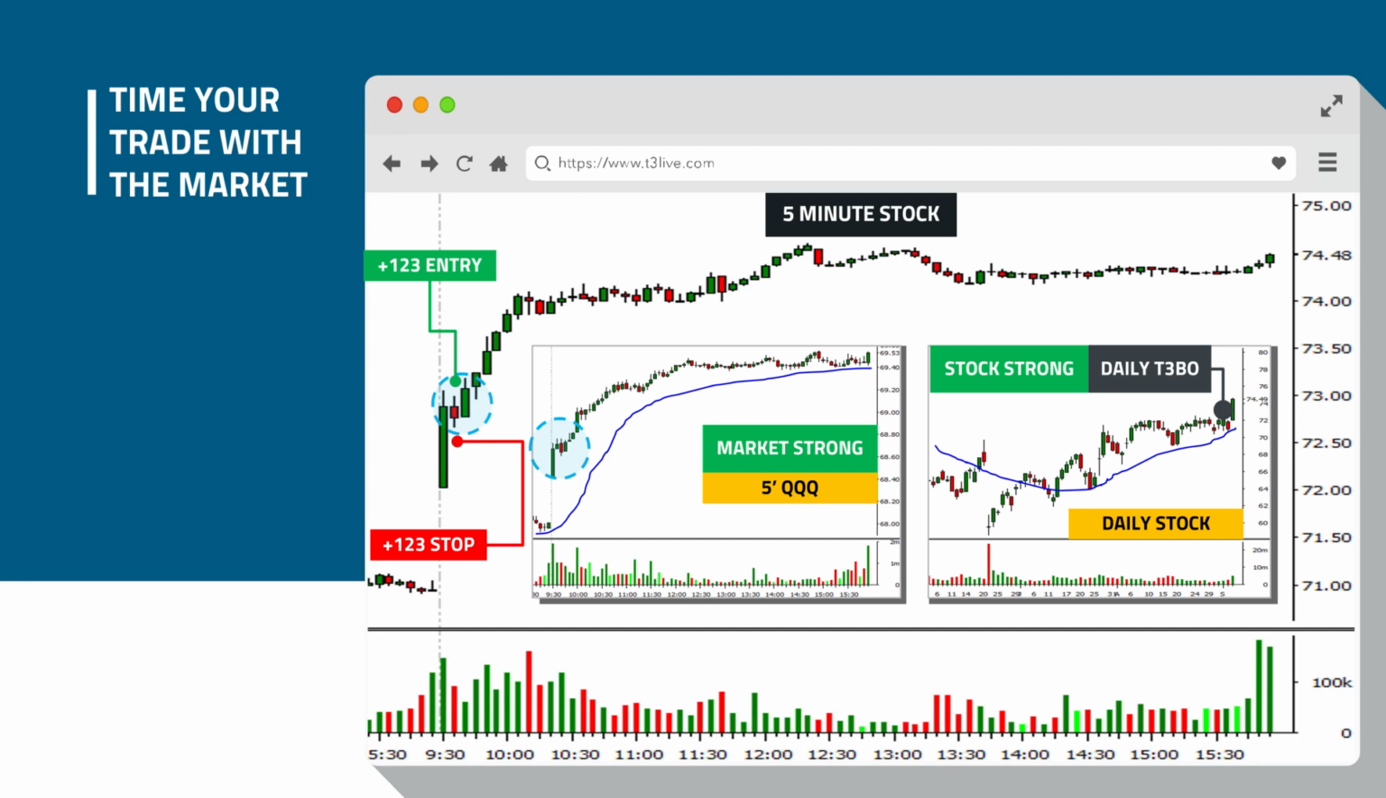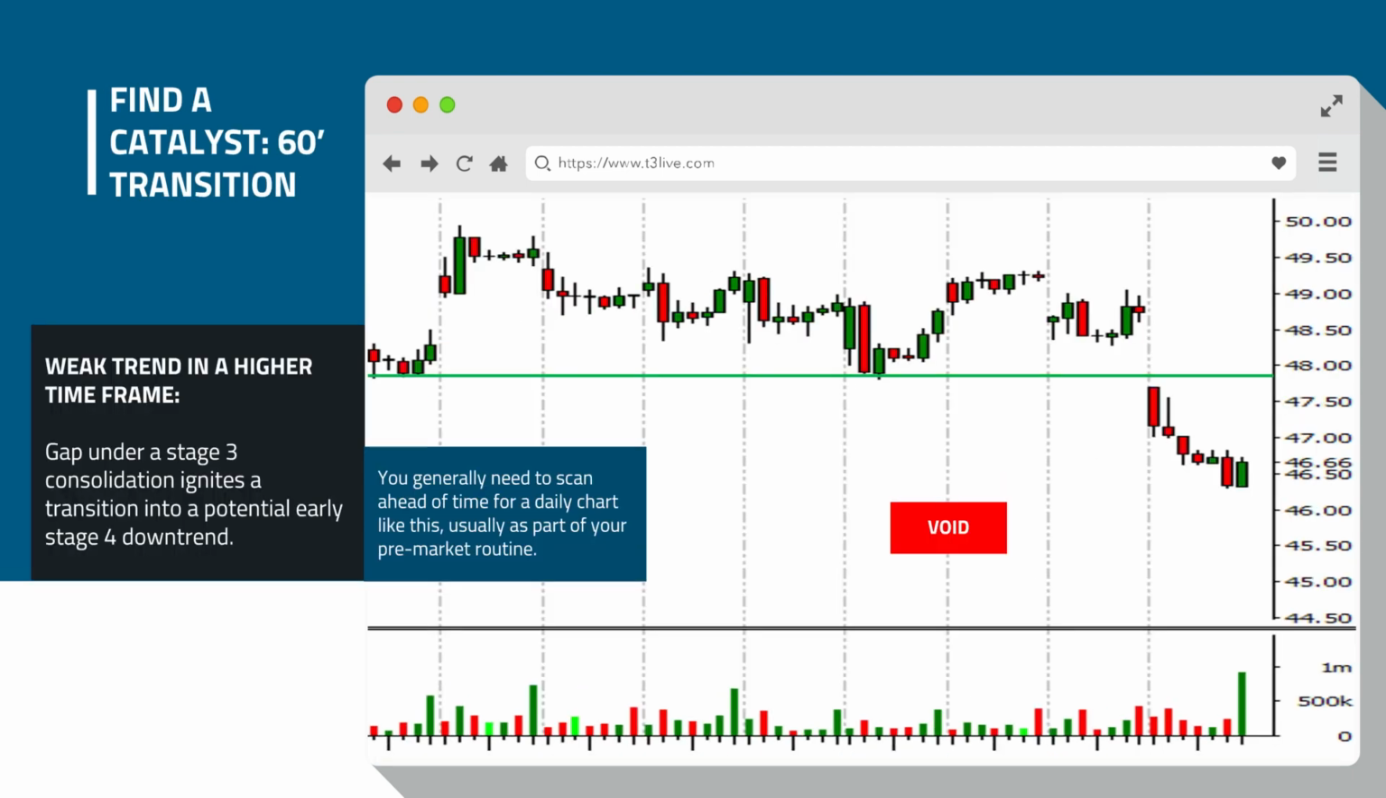So amplifiers are key to predicting market tops and bottoms, and they're key to picking out the best of the best when it comes to patterns. Here's an example of the process, right? Find a catalyst is the first step. So we can see that this is the daily chart breaking out. Okay, so that's the catalyst.